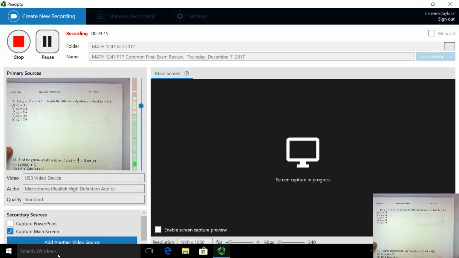All right, number 11 says, let y be equal to x squared plus 3x plus 1. Let's evaluate the differential dy when x is equal to 4 and dx is equal to 0.2. All right, so what is a differential? A differential is the following.